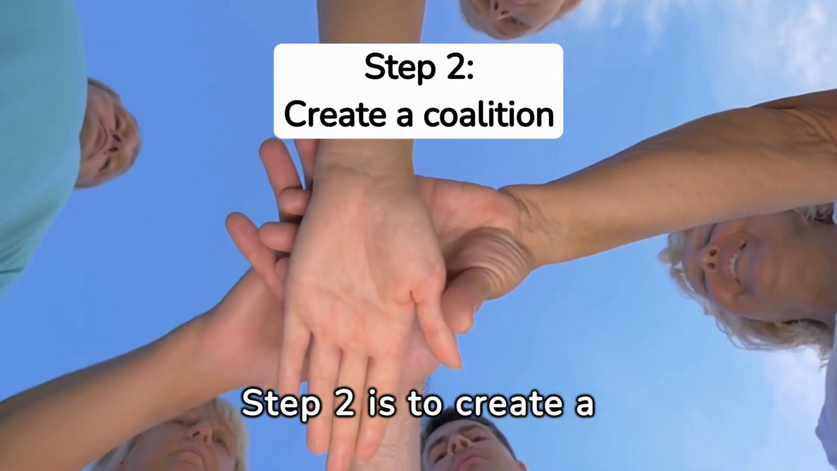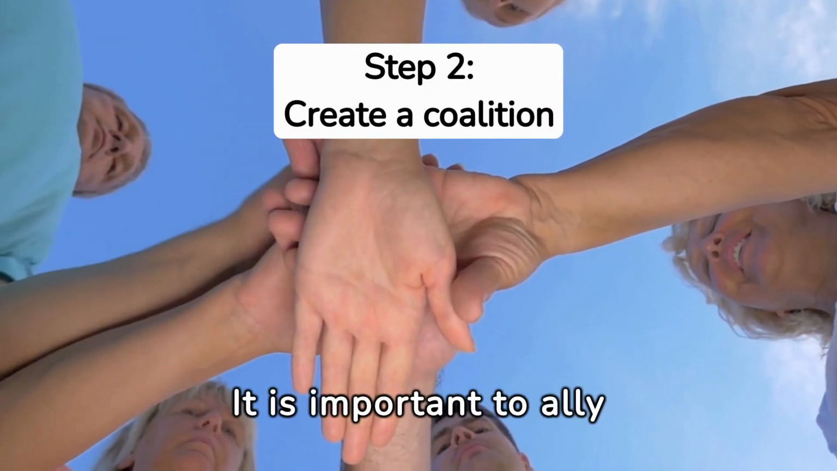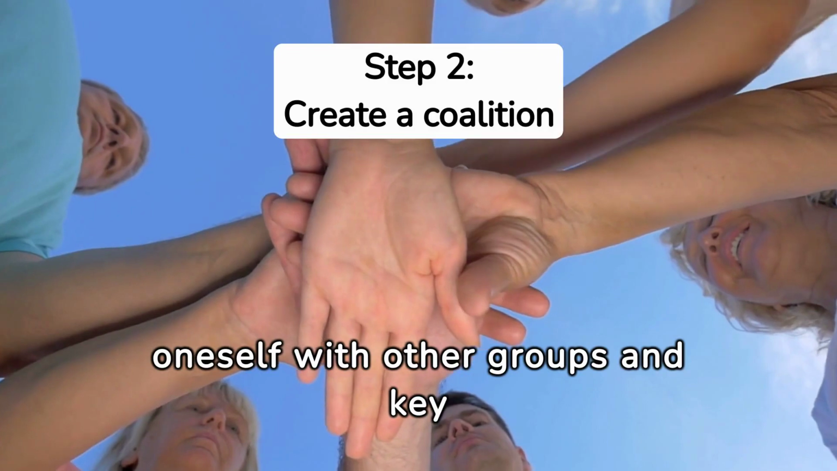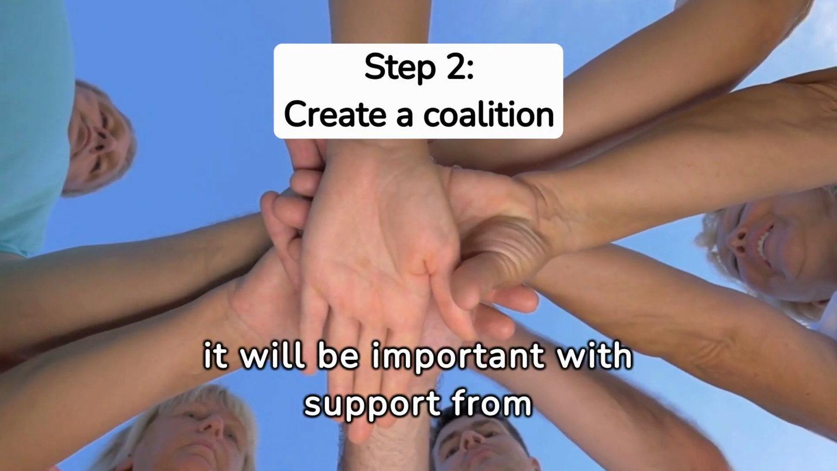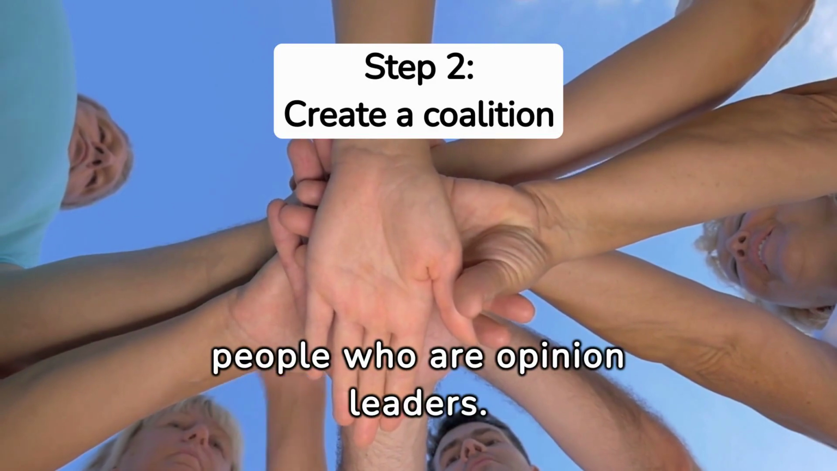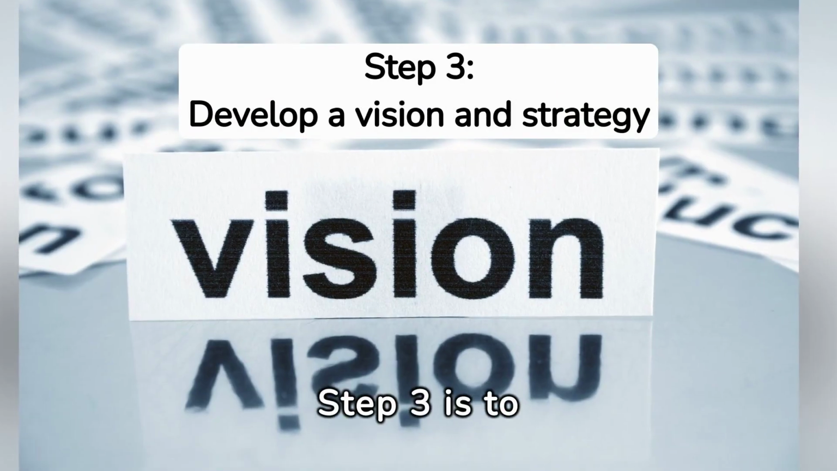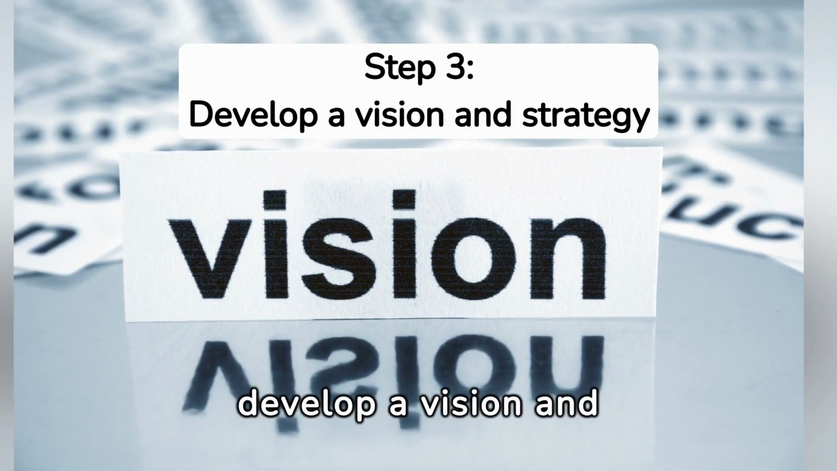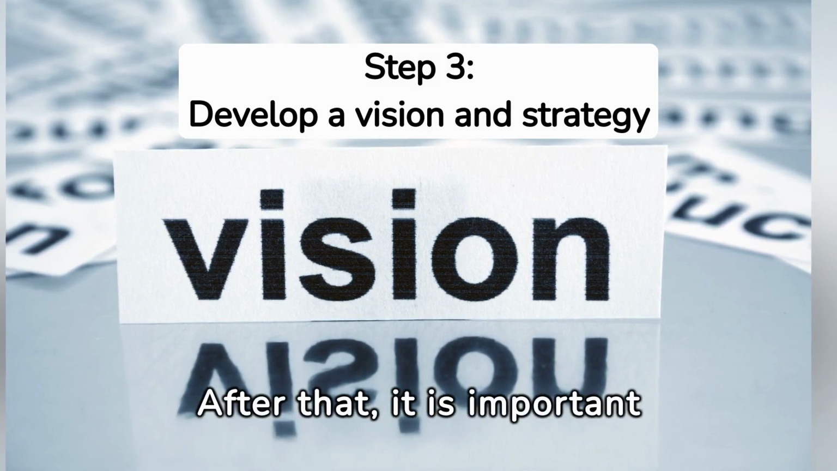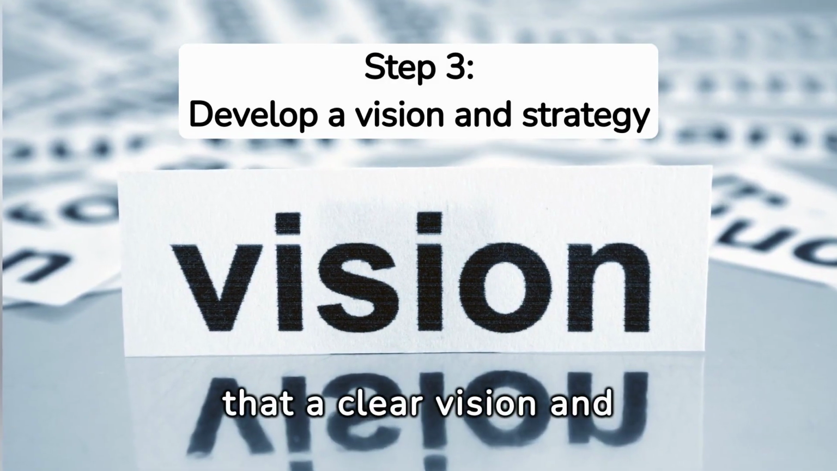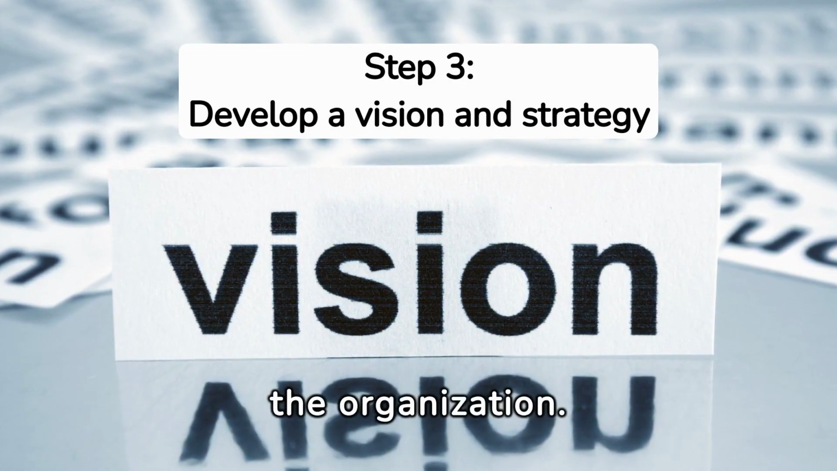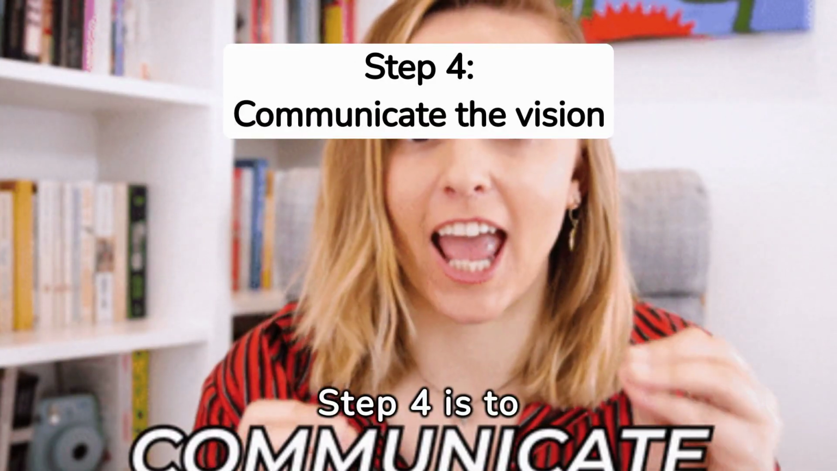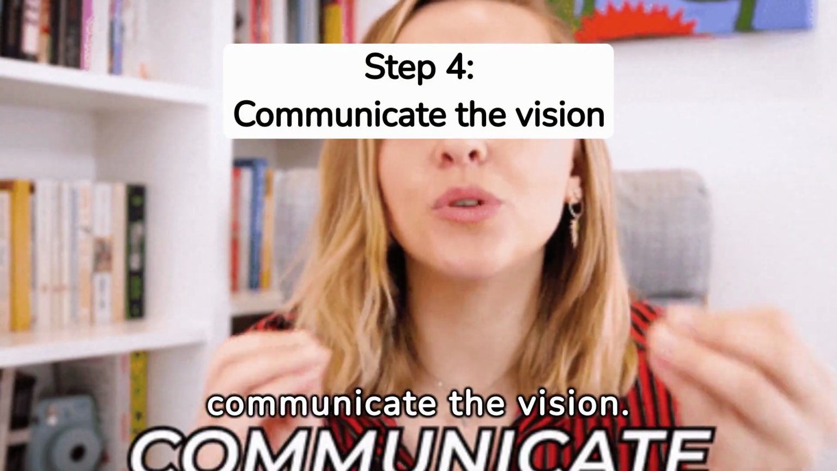Step 2 is to create a coalition. It is important to ally oneself with other groups and key persons in the organization. Especially, it will be important with support from people who are opinion leaders. Step 3 is to develop a vision and strategy. After that, it is important that a clear vision and strategy are developed that can be used to sell the change to the organization. Step 4 is to communicate the vision.